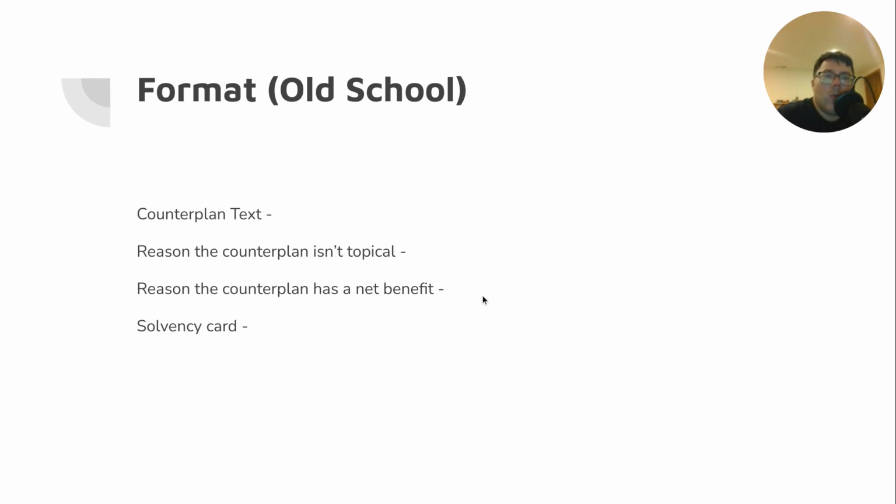The third part of a format that's there from the old school is they would have a reason why the counterplan has a net benefit, and they would explain what that net benefit is inside of their shell. This is also an old school thing that doesn't exist anymore in modern debate, but if you see it, no reason to be scared, no reason to be spooked. The last part of the old format for a counterplan shell is solvency cards of some sort. It will be reasons why the counterplan is able to solve for whatever they're trying to solve for.